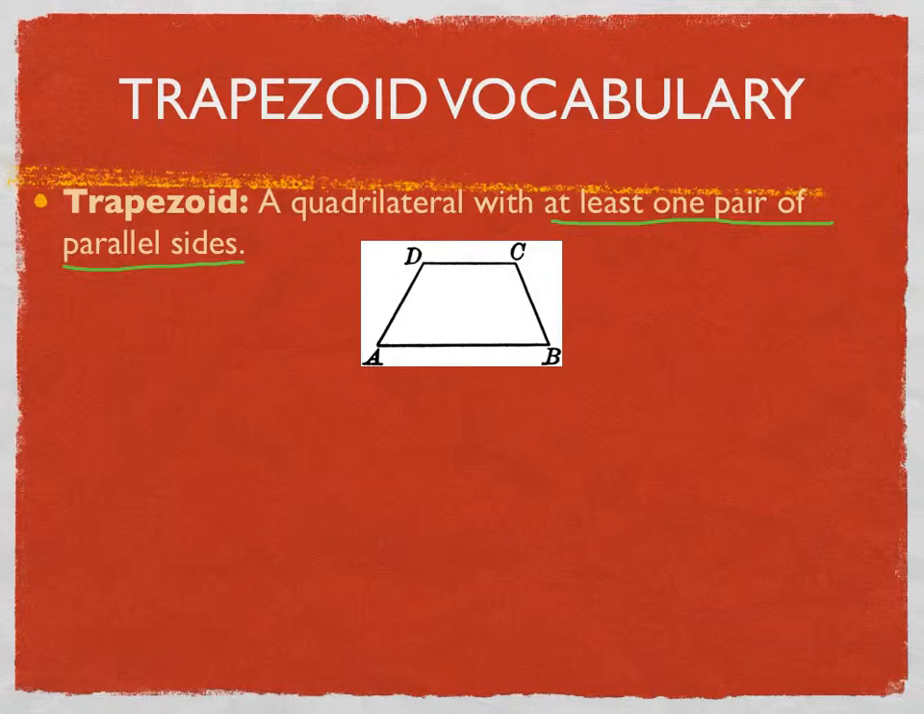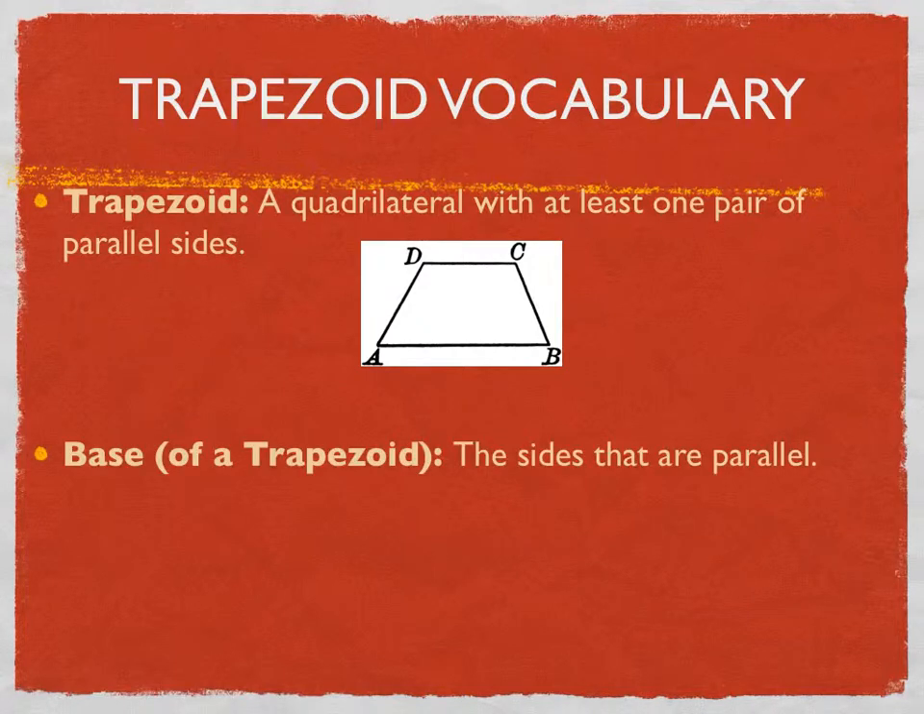So in this figure, this side and this side would be parallel to each other, but you can see that this side and this side are not. They could be, and that's a different kind of trapezoid. We're going to talk about that in a minute too. But to be a trapezoid, all you have to have is one set of sides that's parallel.